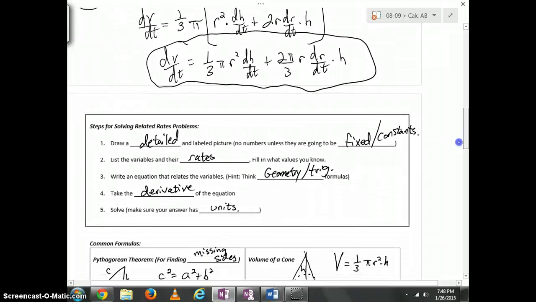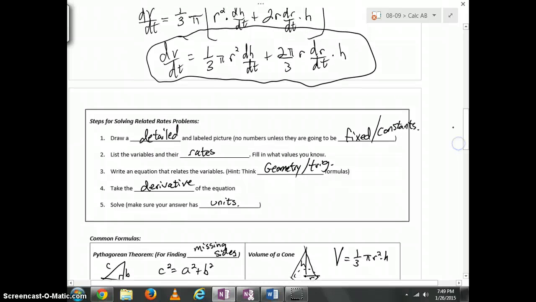Most of the problems you're going to be doing will require that we do a sequence of steps. The very first thing that you'd like to do is to draw a detailed and labeled picture. Don't have any numbers in that picture unless they are fixed or constants.